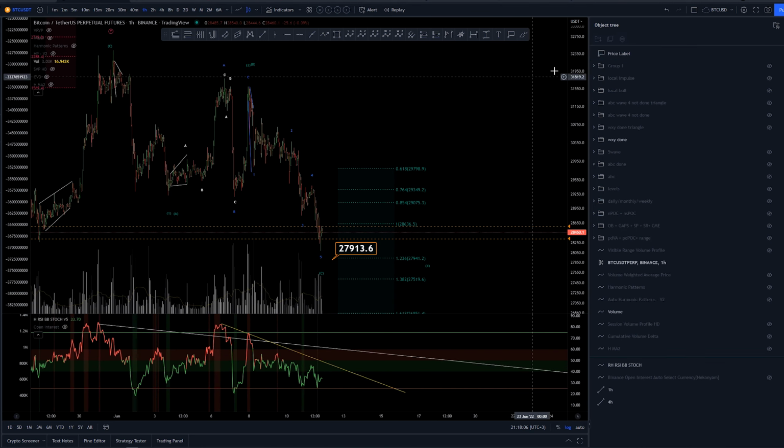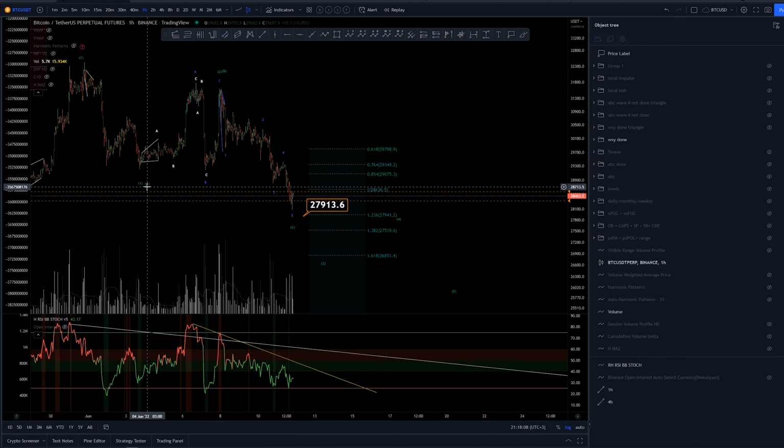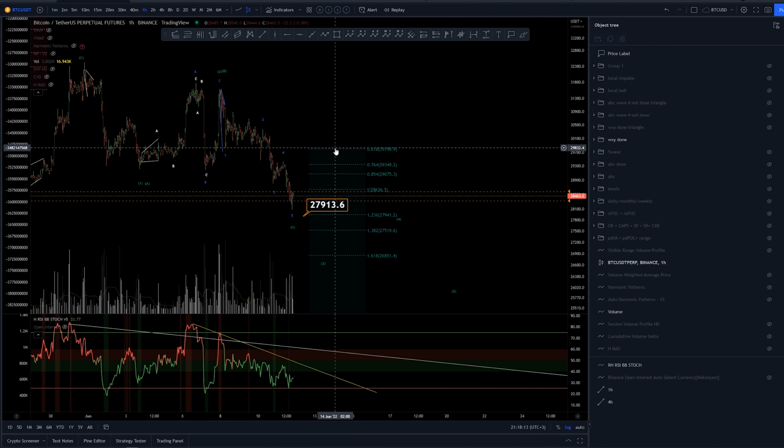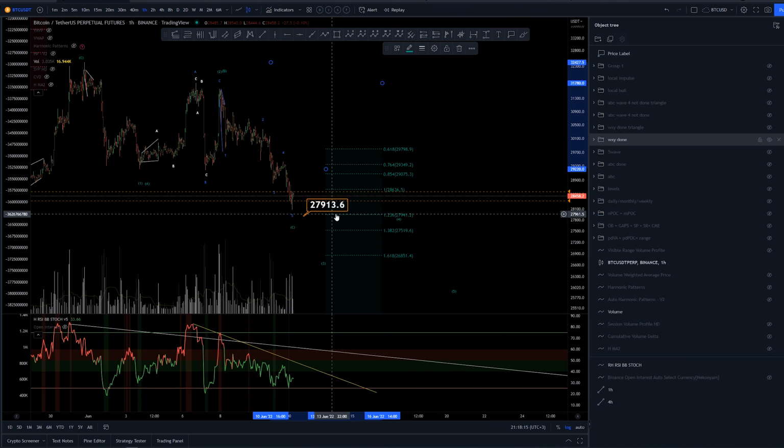Now currently what we have here is most likely an ABC, just because of the extension that we are having here on a higher time frame. We're getting almost to the 1.236. Again, we don't really want to get here, as the invalidation for this wave 3 is coming very close, so we could be already bouncing.